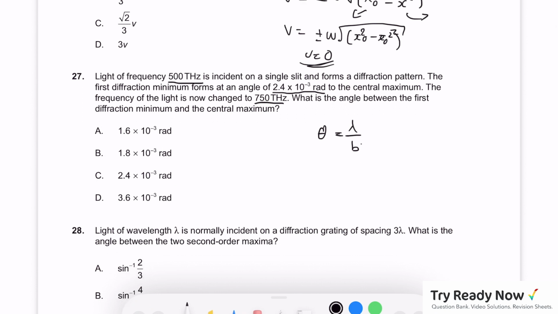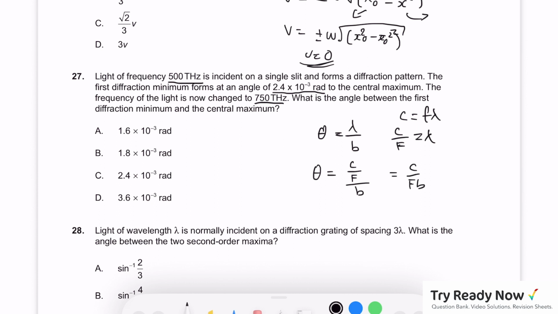But we can compare the difference between changing the frequency from 500 to 750 and how that affects the angle. We can do that by first noticing that for both instances, the light is the same, so the speed of light remains the same. Hence, speed of light is equal to frequency multiplied by wavelength, which means that wavelength is equal to the speed of light divided by frequency. Now we can put that in here, divided by b, which is equal to c over f b.